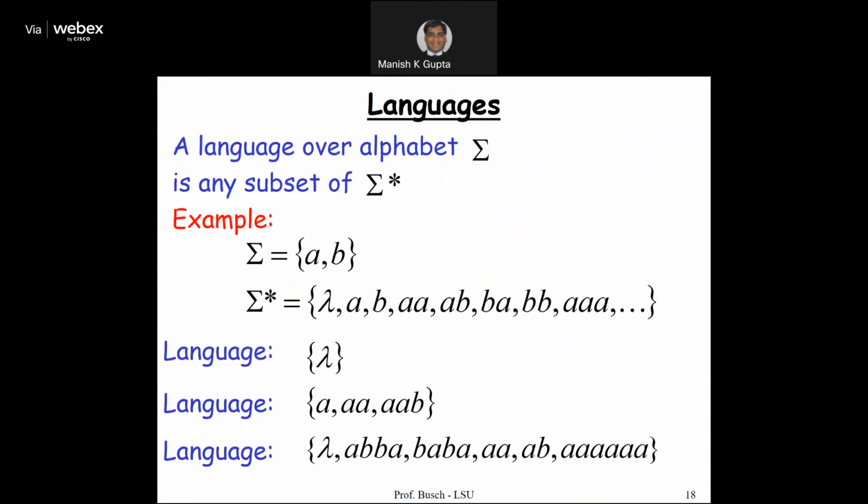So this was all about strings. Now we can talk about languages. A language over the alphabet sigma is any subset of sigma star, because sigma star consists of all possible strings, and any subset, any bunch of strings, is nothing but a language. It's a very natural definition. If sigma is a, b, sigma star is this. So this is also a language, this is also a language, this is also a language. Sigma is the alphabet, sigma star is strings of all possible lengths, and any subset of this is nothing but a language.